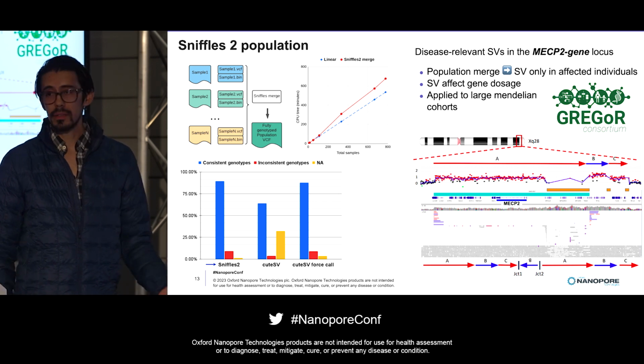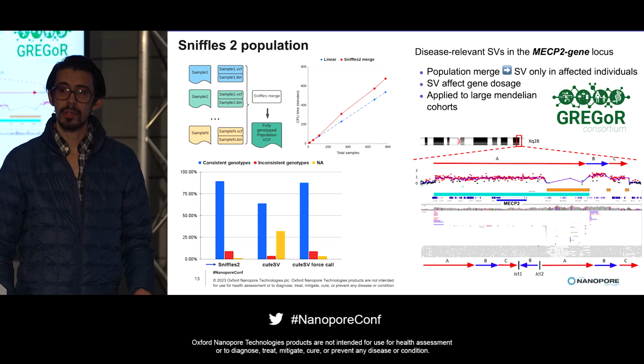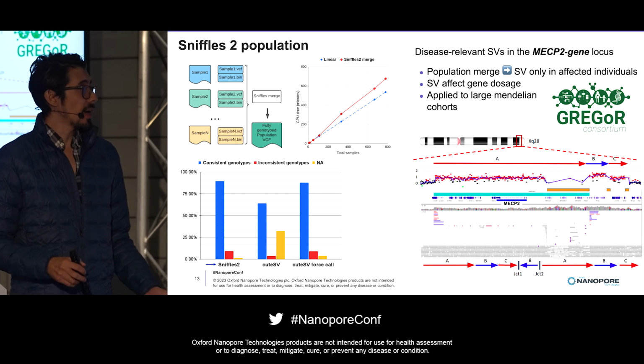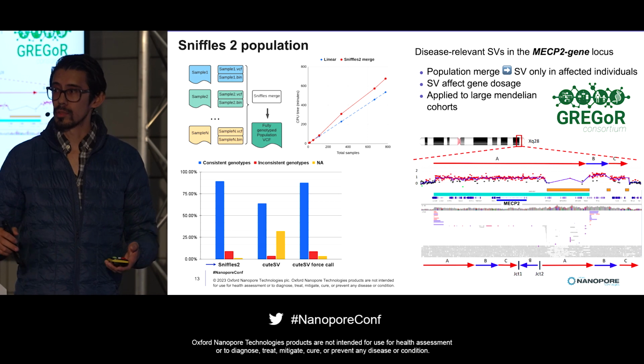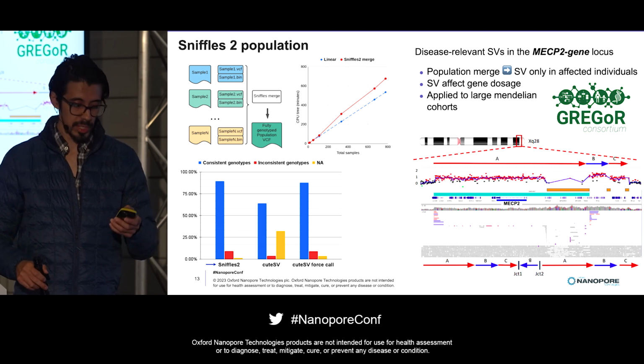We're applying this population merge to large cohorts, for example, in Gregor, but it can also be applied to even larger ones, as the G42 people mentioned yesterday, and also to compare within samples, for example, in the brain that Kim just mentioned before.